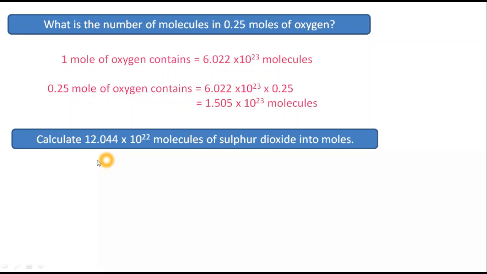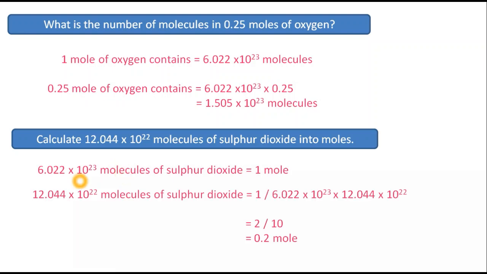Let's have a look at another numerical. Convert 12.044 into 10 raised to 22 molecules of sulfur dioxide into moles. We need to convert these molecules into moles. Now see, Avogadro's number represents 1 mole, right? That means 6.02 into 10 raised to 23 molecules represents 1 mole of sulfur dioxide.